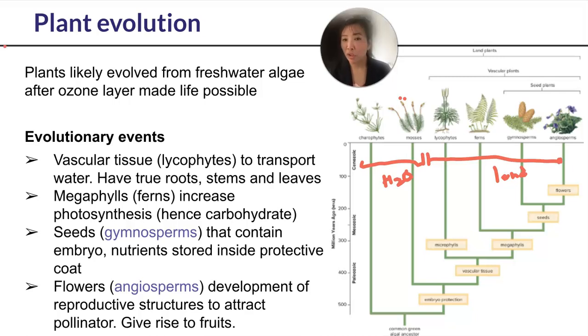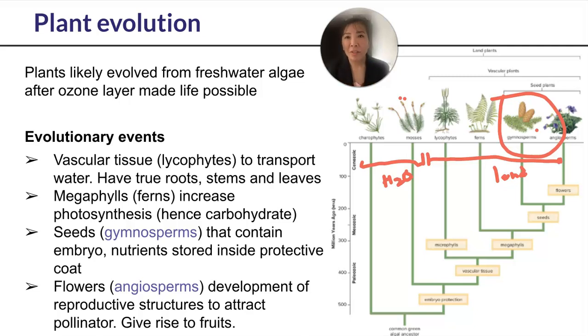Another evolutionary event that happened is the formation of seeds, and that pretty much occurred once we hit the gymnosperm here. The gymnosperm can contain the embryo, and with the embryo, nutrients to help the embryo grow, inside this protective coat. So this is known as seeds. And that was one of the evolutionary adaptations. And our last adaptation is as we move from gymnosperm into angiosperm. With angiosperm, we now develop flowers.